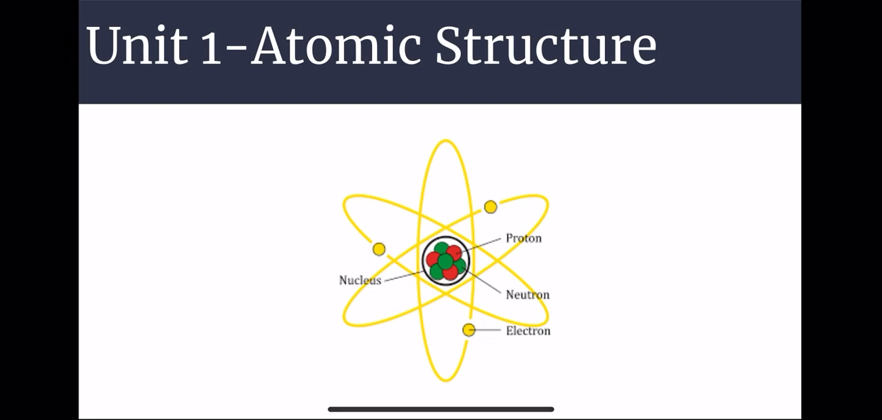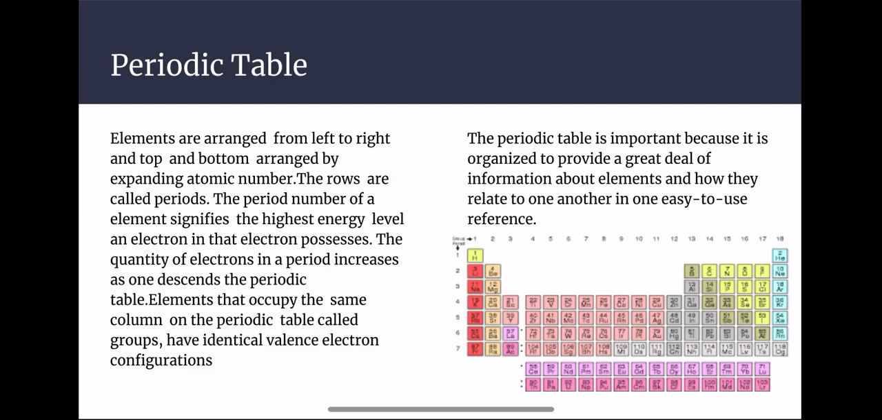Unit 1, Atomic Structure. The periodic table. In the periodic table, elements are arranged from left to right and top to bottom by increasing atomic number. The rows are called periods. The period number of an element signifies the highest energy level an electron in the element possesses. The quantity of electrons in a period increases as one descends the periodic table.